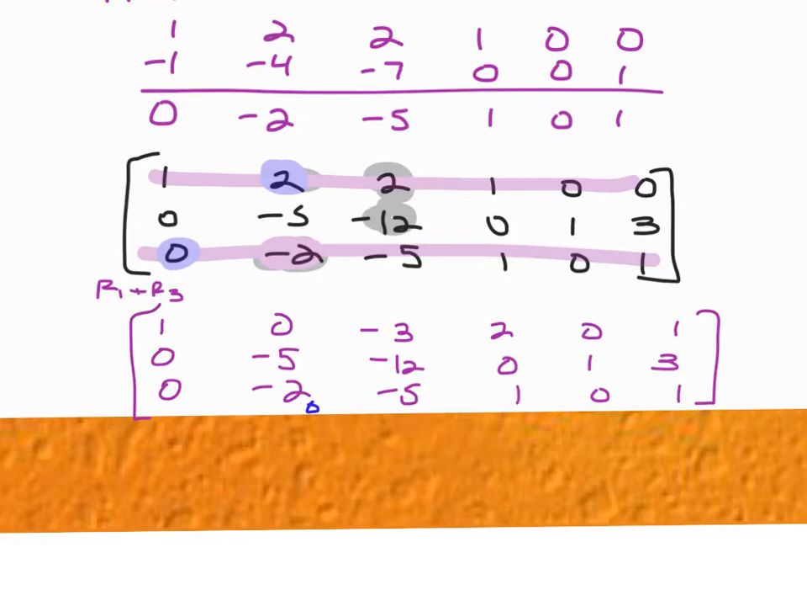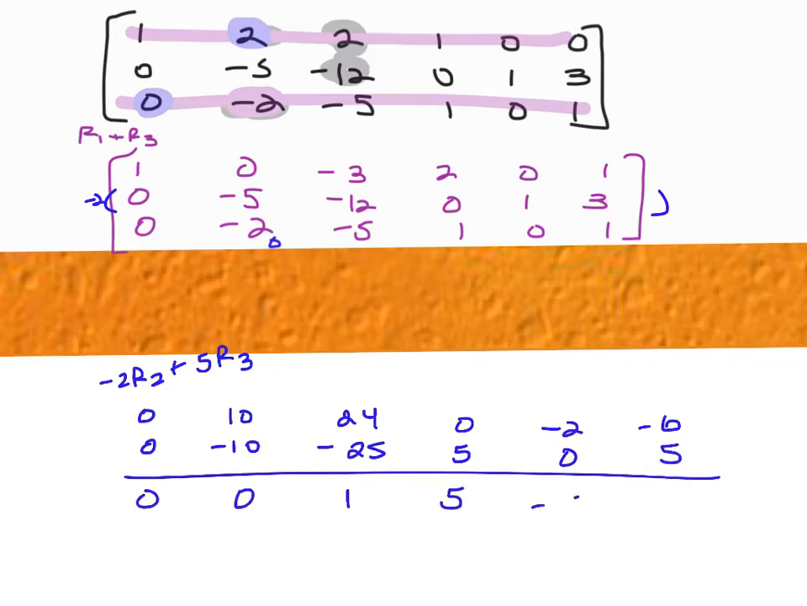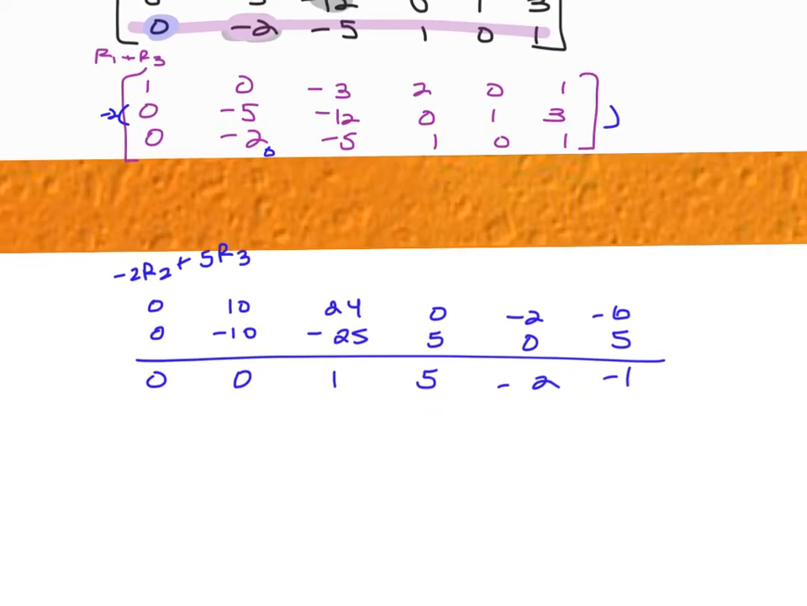Okay, still need to get a 0 here. So at this point, I would still have to multiply. I can multiply row 2 by a negative 2, and then row 3 by a positive 5. So I get 0, 10, 24, 0, negative 2, negative 6. And then row 3 by 5: 0, negative 10, negative 25, 5, 0, 5. And I'm replacing row 3.